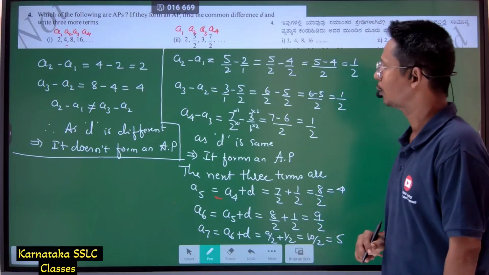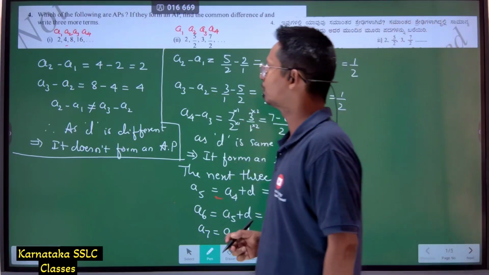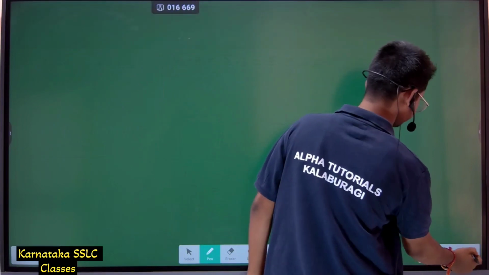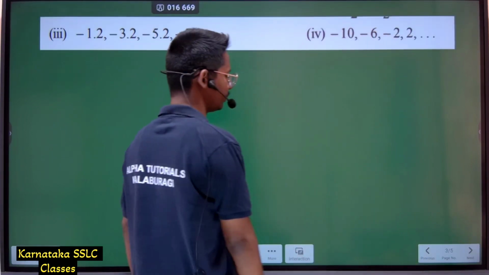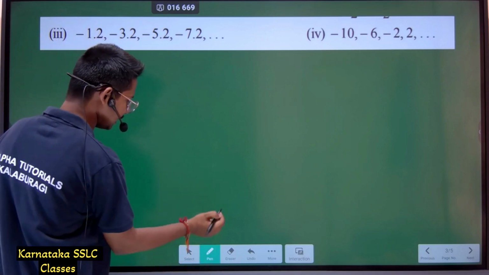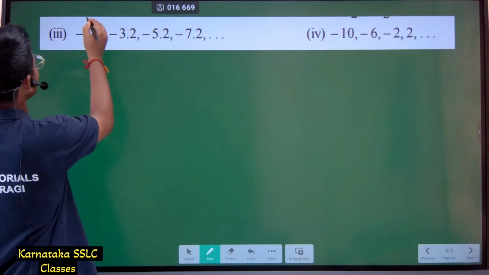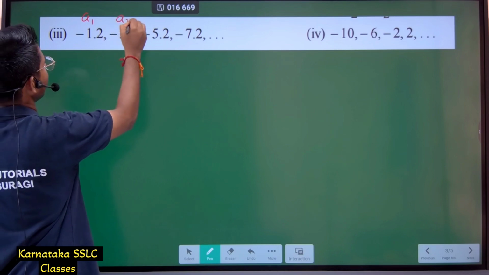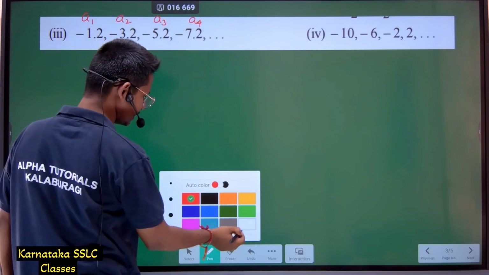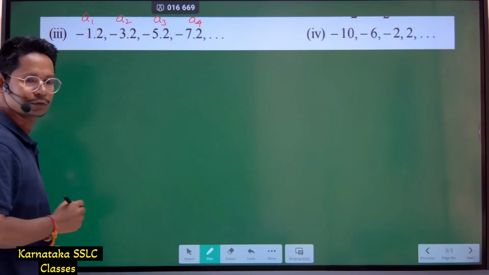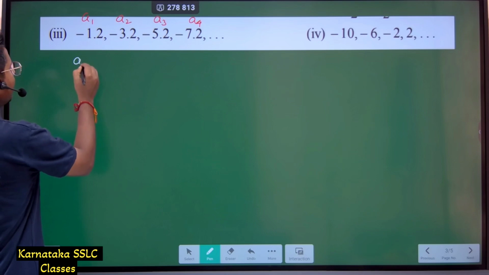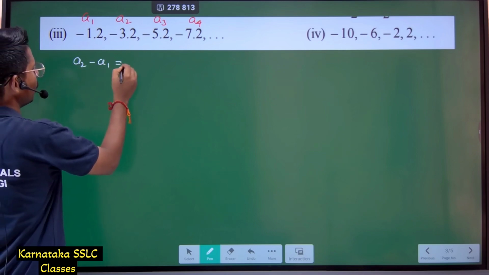Okay, I hope you are understanding. Okay, we'll go for the next set of questions. Okay, third one. So again I'll indicate the terms. Just tell me a1, a2, a3, a4. 4 terms are there. Yes, I wrote given 4 terms. Now I'll find the common difference as difference between any two consecutive terms.